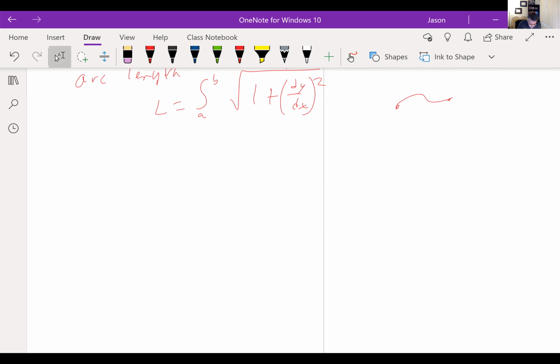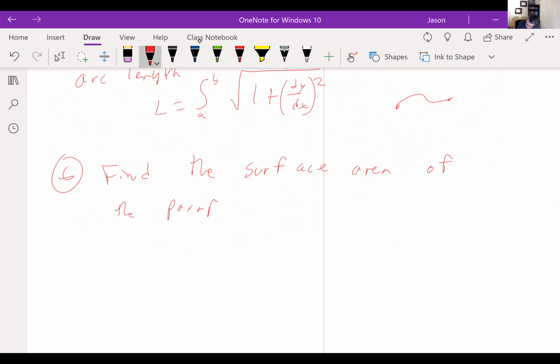Okay, so number 6 here. Find the surface area of the paraboloid z equals x squared plus y squared that lies under the plane z equals 9. Okay, so what do we got?